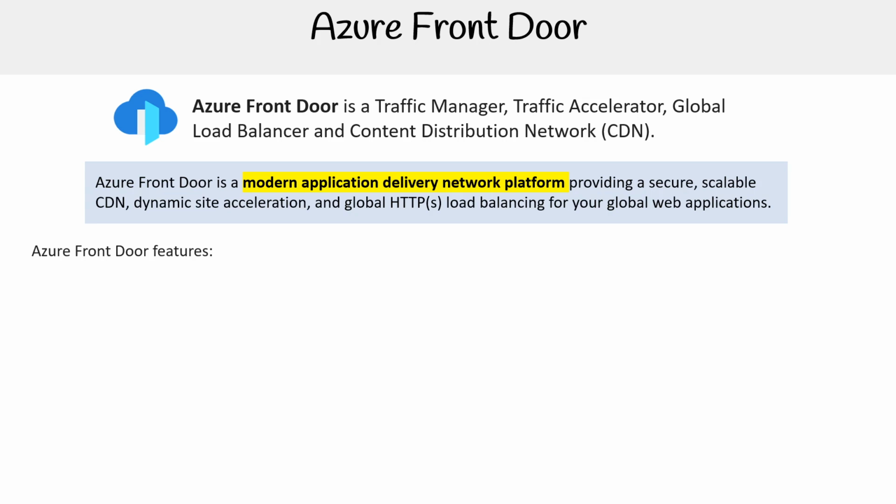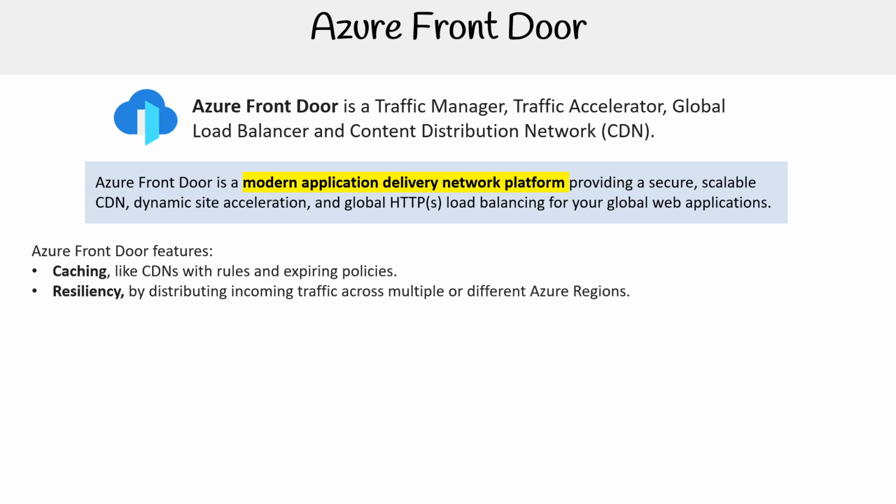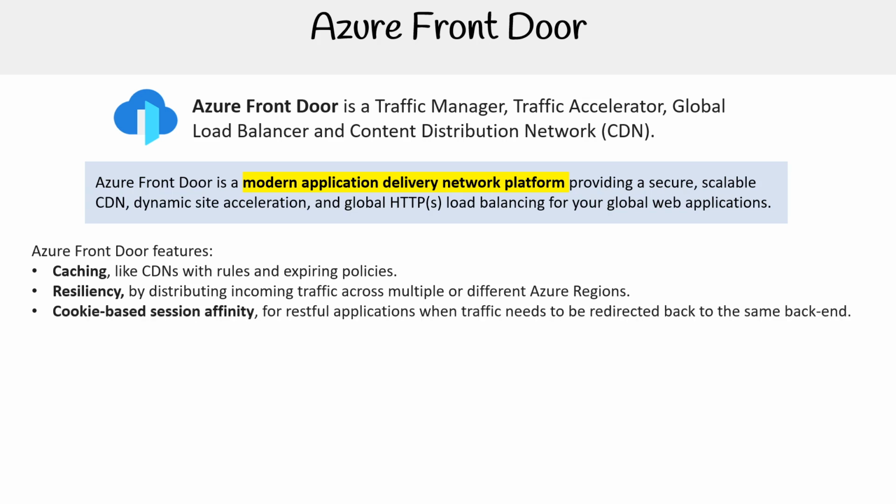So Azure Front Door features caching like CDNs with rules and expiring policies, resilience by distributing incoming traffic across multiple or different Azure regions, cookie-based session affinity for RESTful applications when traffic needs to be redirected back to the same backend. So that's for stateful applications. Health probes, which are very common at either the DNS level or the load balancing level, but since it is both here, it has it to determine the healthiest and closest backend to the client request.